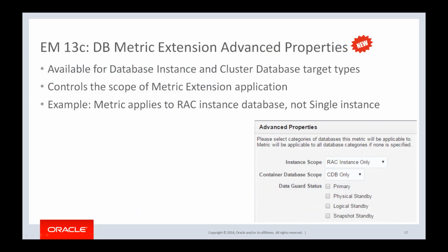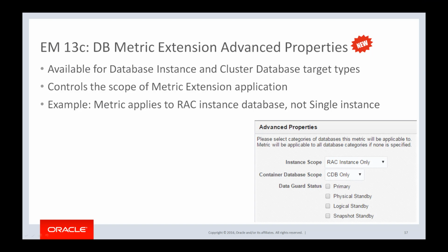Another enhancement in EM13c is a new advanced properties option for database metric extensions. In 13c, you can now specify the scope of the metric extension to be at the database instance or container level. The new advanced properties option will only appear if you are creating a metric extension for a database instance or cluster database target type.